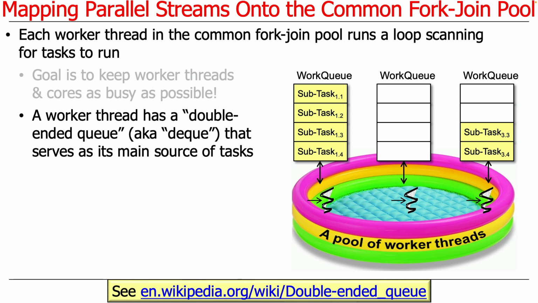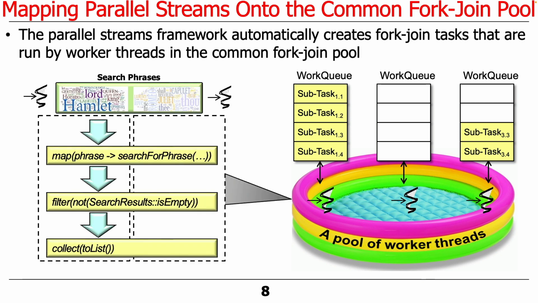Again, we want to keep things humming along and keep them doing as much work as they can. Recall internally there's a double-ended queue called a deque that each worker thread in the pool uses to get the tasks it's going to work on. And basically what happens is the parallel streams framework, when it has a stream like this, will create fork join tasks that will be run by worker threads in the common fork join pool.